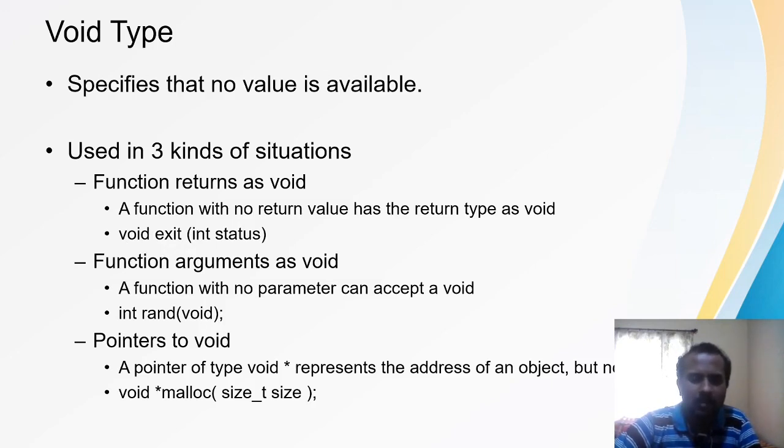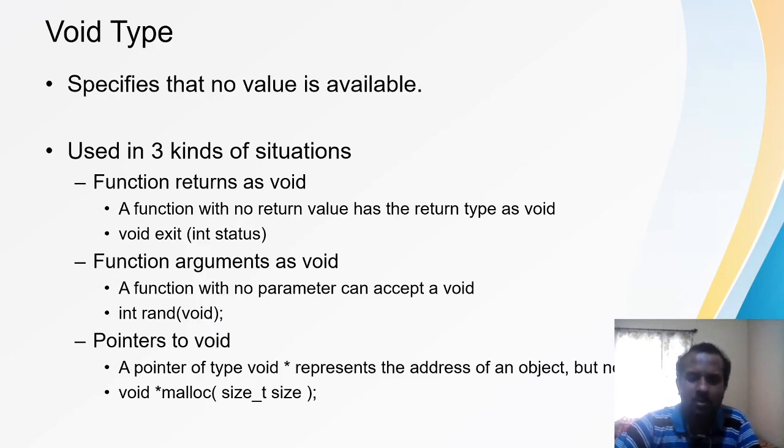Now, the second situation, when the function arguments are void, that means I'm not going to pass any argument to the function. That time also your parameter list or argument list will be void. For example, consider int rand(void). Again, this is the random function, and what I mentioned here is void. That means I am not passing any argument or any parameter.